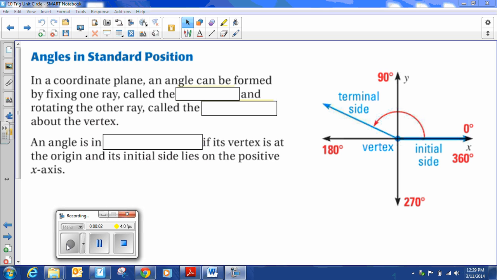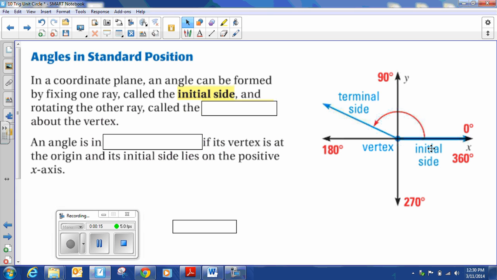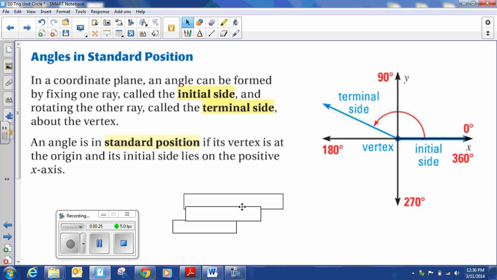Lesson 10.4, angles in standard position. This lesson is called coterminal angles. In a coordinate plane, an angle can be formed by fixing one ray called the initial side right here and rotating the other ray this way, called the terminal side, about the vertex. An angle is in standard position if its vertex is at the origin and the initial side is on the positive side of the x-axis.